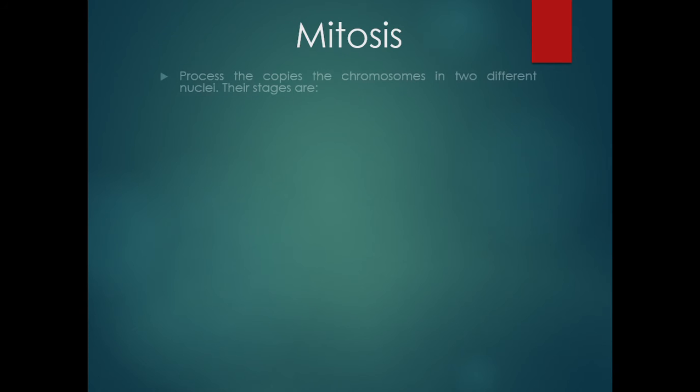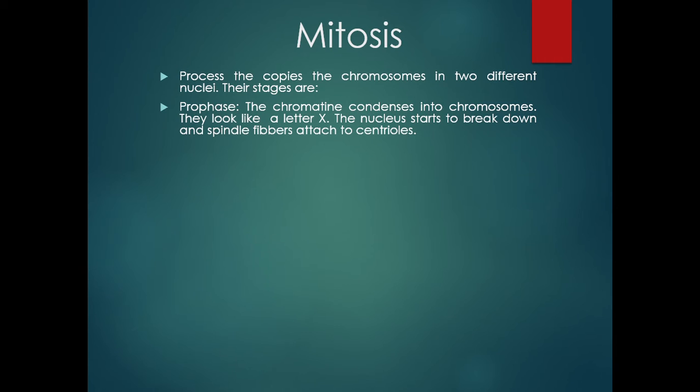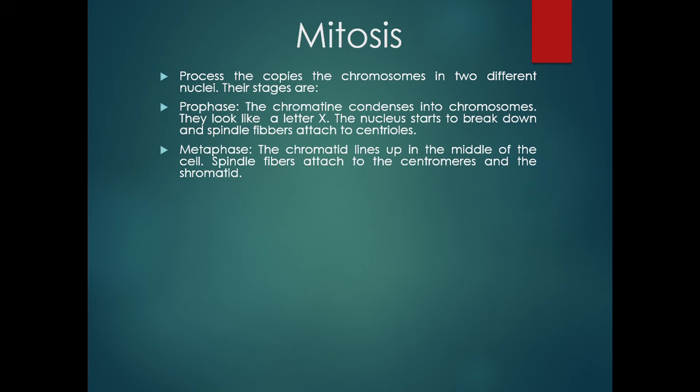Right, we have the mitosis process, a process that copies the chromosomes into different nuclei. Its stages are, the first one, the prophase. In the prophase, the chromatin condenses into chromosomes. They look like a letter X. The nucleus starts to break down and spindle fibers attach to the centrioles. This might look a little bit difficult to understand, but don't worry, I'm going to show you a picture and it's going to be clearer later on.